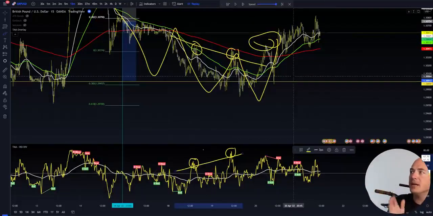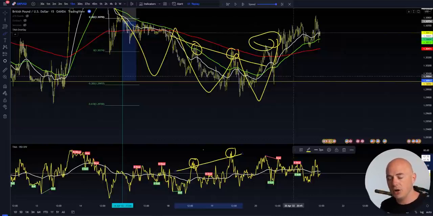I'm going to clear it up because you can't have this on your charts all the time. You will get confused. That's why it's good to do analysis on naked charts. Just use your fundamentals and your price action.